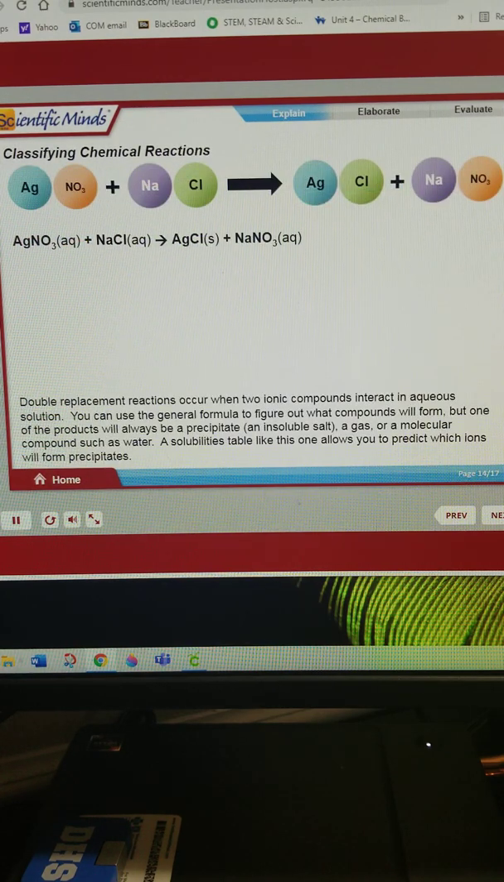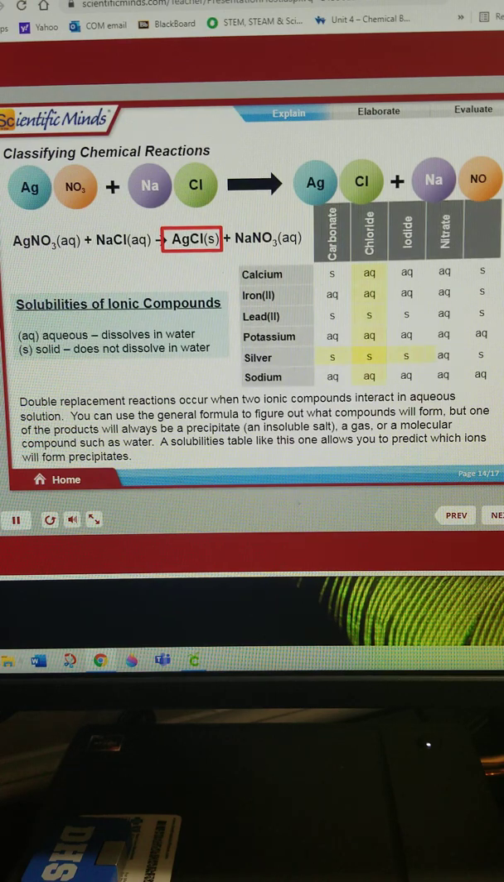Double replacement reactions occur when two ionic compounds interact in aqueous solution. You can use the general formula to figure out what compounds will form, but one of the products will always be a precipitate, an insoluble salt, a gas, or a molecular compound such as water. A solubilities table like this one allows you to predict which ions will form precipitates.